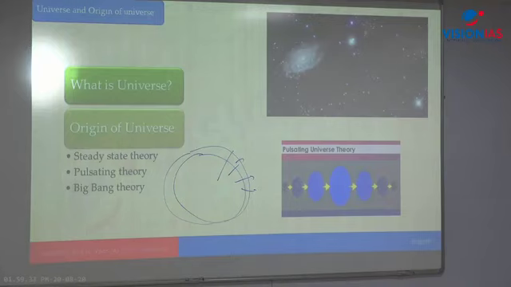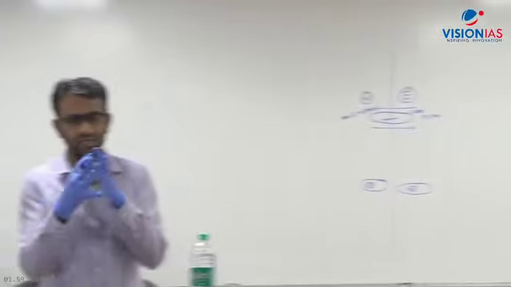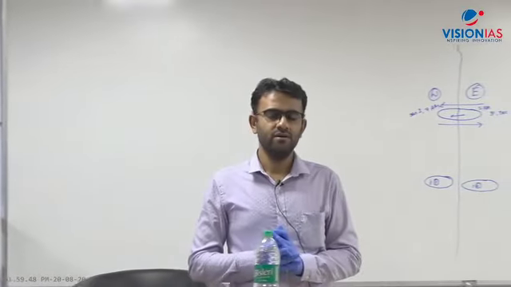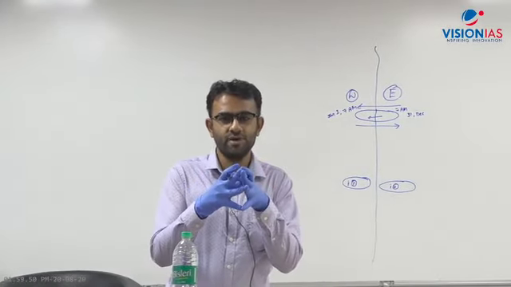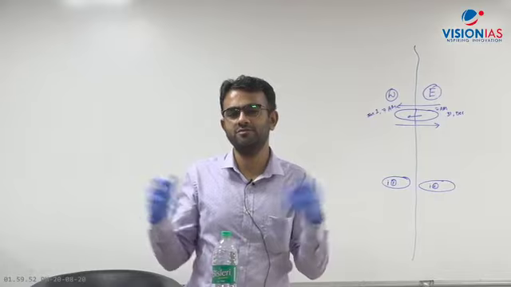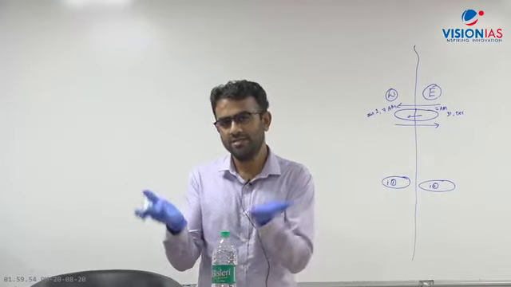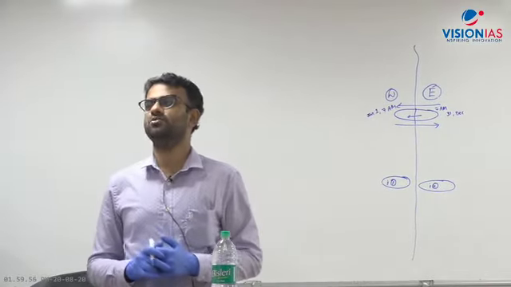Second one is pulsating theory. Pulsating theory basically says that the universe continuously undergoes contraction and expansion. Contraction, expansion. ऐसे चलते रहेगा. And contraction is because of gravitational pull. Expansion is because of explosion. And it says that we are currently in explosion.